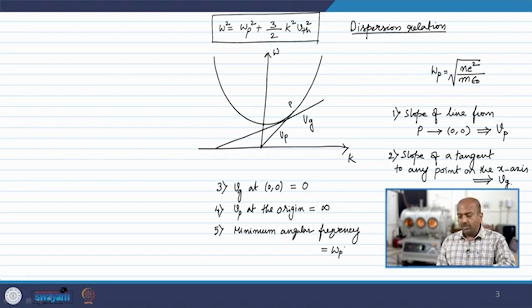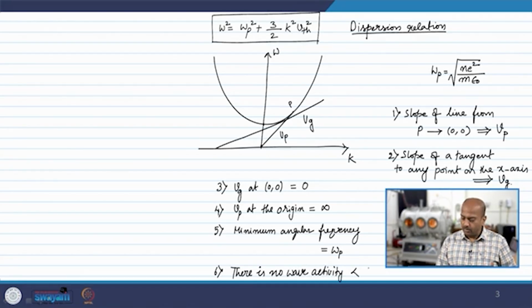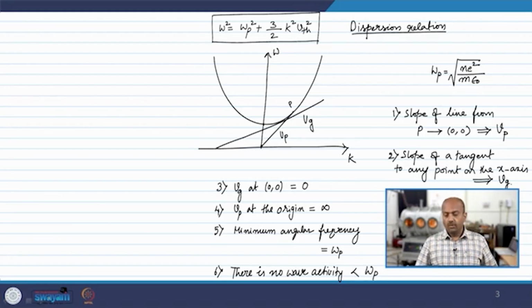That means any wave which is above the threshold of omega p can only sustain, and most importantly, there is no wave activity for angular frequencies less than omega p. We know what omega p is, right? So, let us just briefly look at this.